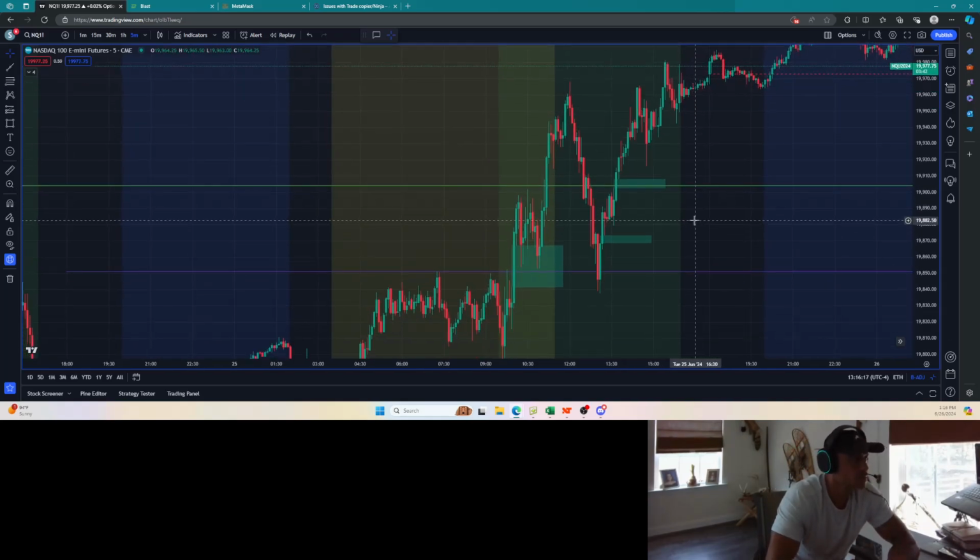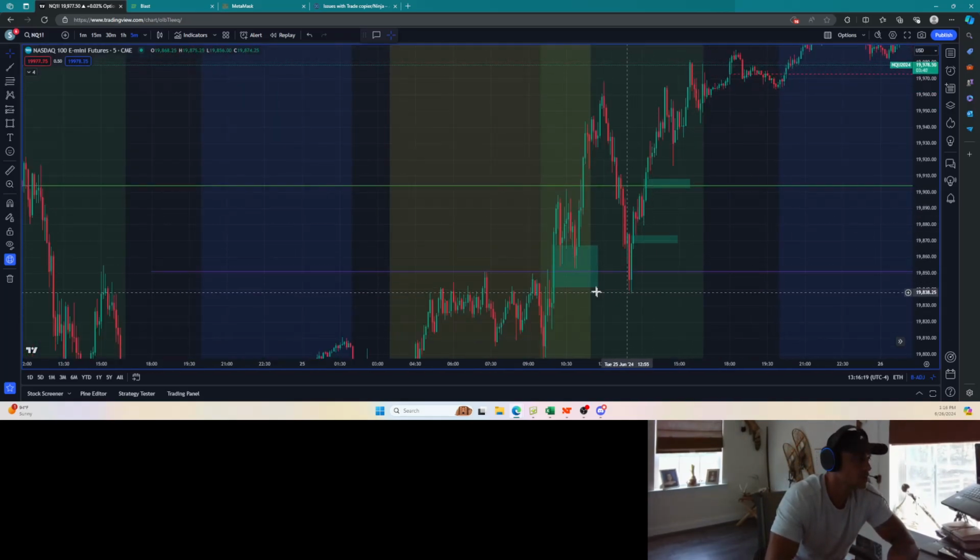But the reason I took the long is I saw this area right here, these equal lows in this gap and the overnight high as a strong draw on liquidity, and that to go higher they needed to grab that, and then that's what they did, you know.